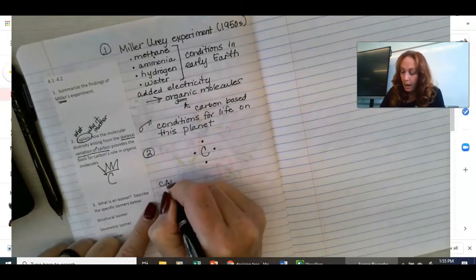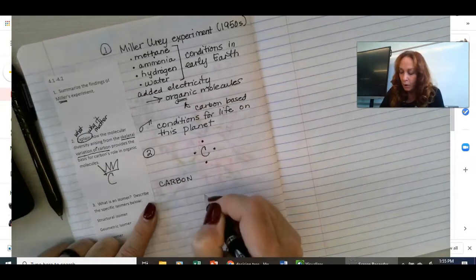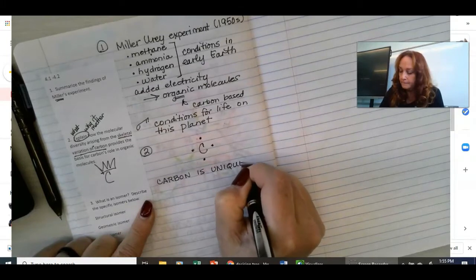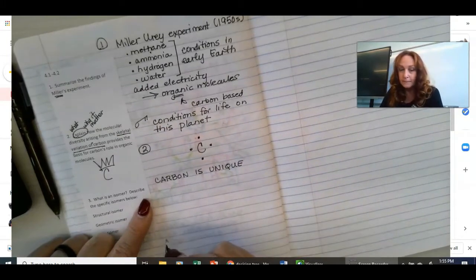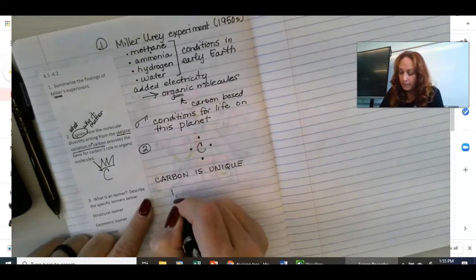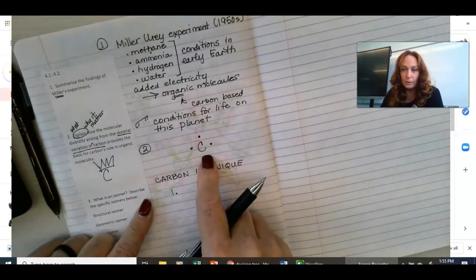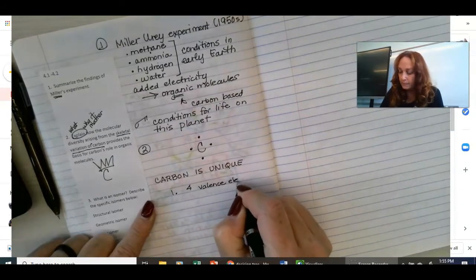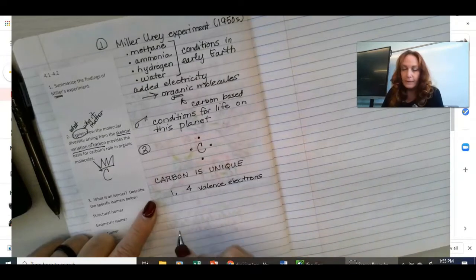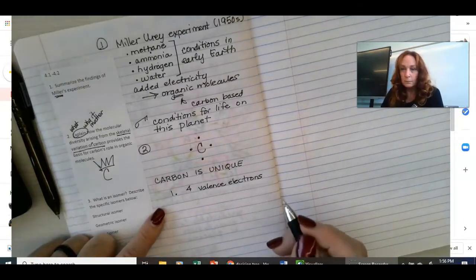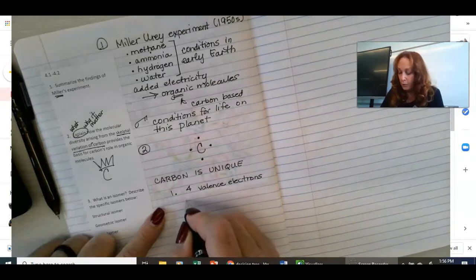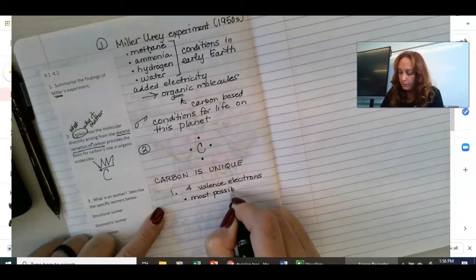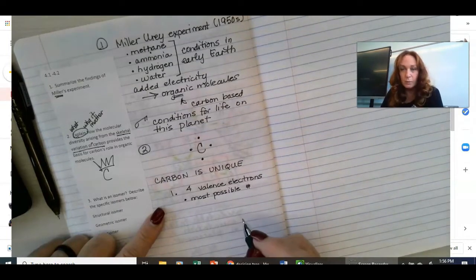So we're going to make a bold statement. Carbon is unique. Here's the reason why. I'm going to list them. The first is what I just drew right there. It has 4 valence electrons, the most possible. So we're going to write some things that means. First of all, that's the most possible number you can have.